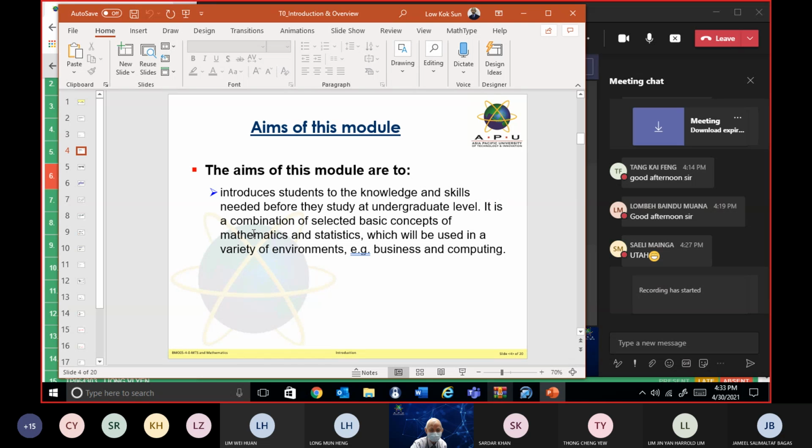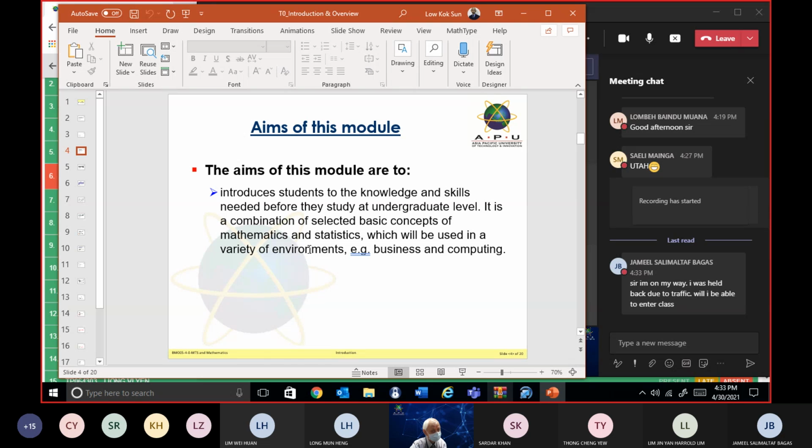Now, the aim of this module is to introduce students to the knowledge and skills required, and so on. We are talking about mathematics and statistics. This module's name is mathematics, but inside we do have statistics. In fact, we have probability and also statistics. Afterwards I'll explain your final exam. Your exam will consist of probability and statistics, the last part. We will go through it afterwards.